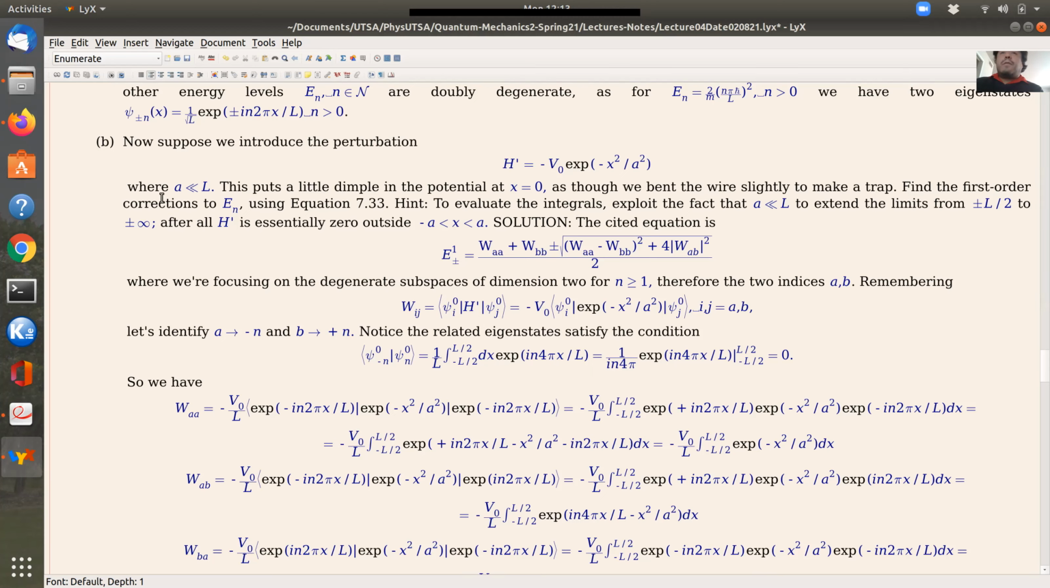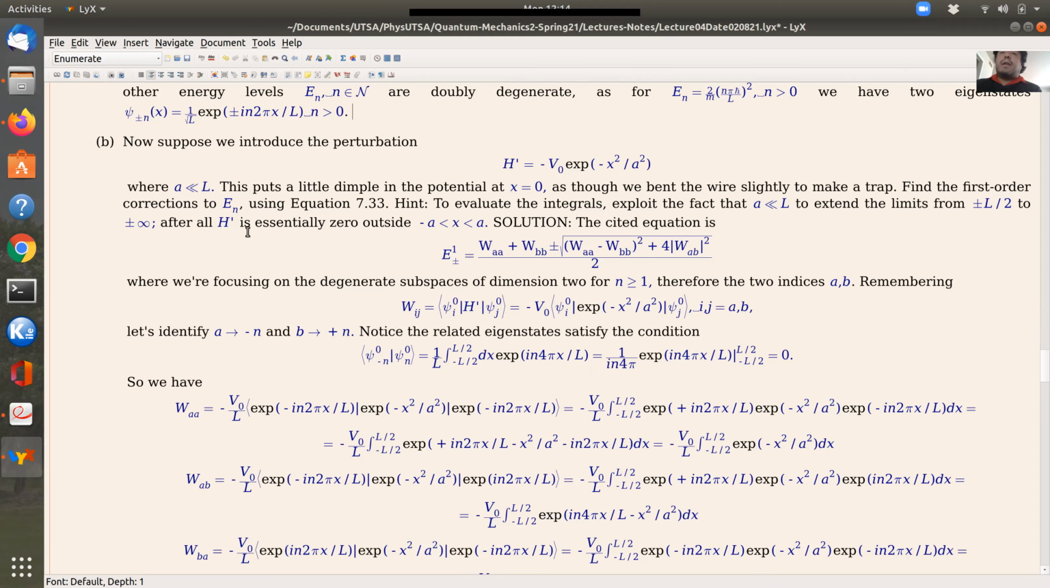So you have to find the first order corrections to the energies using equation 7.33. And of course, keeping in mind that only the ground state is not degenerate. So you'll have to use degenerate perturbation theory, especially two-dimensional, right? So there is a hint in Griffiths that we're going to use, which is that to evaluate the integrals, we're going to exploit the fact that a is much smaller than L to extend the limits from plus minus L over 2, which is the domain, to plus minus infinity. So this is an approximation. We'll justify it in a second.